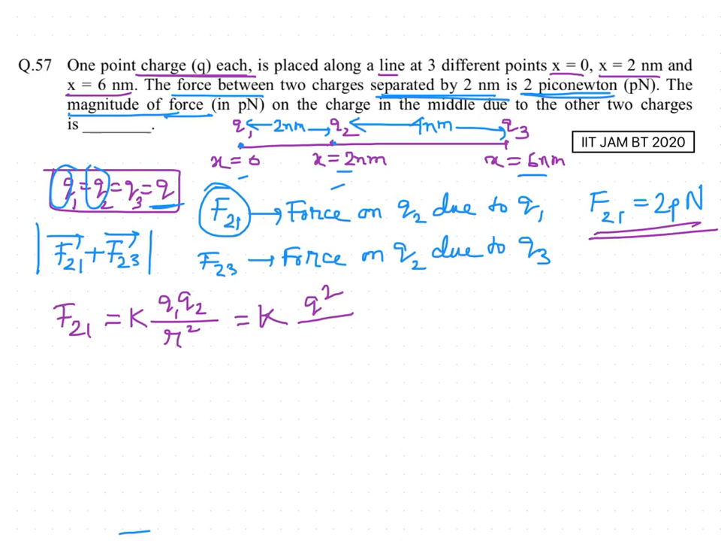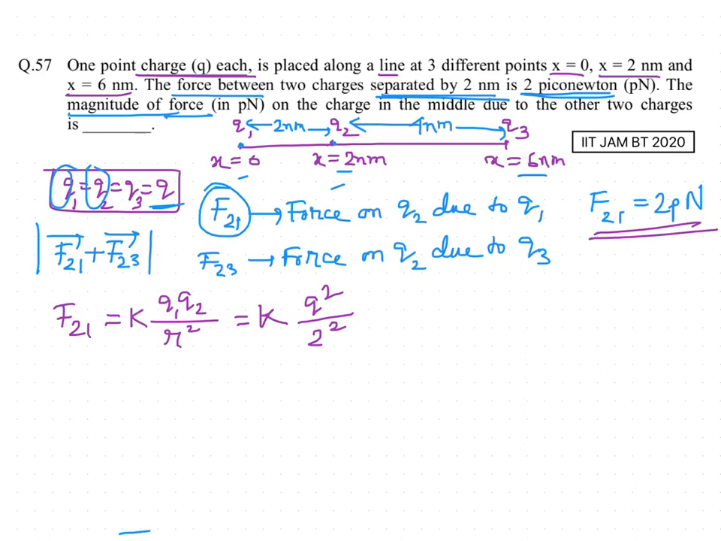Here R is 2 nanometer because the separation between Q1 and Q2 is 2 nanometer. So it is 2 square. Okay, we don't need this nanometer term right now. So it is K Q square by 2 square.